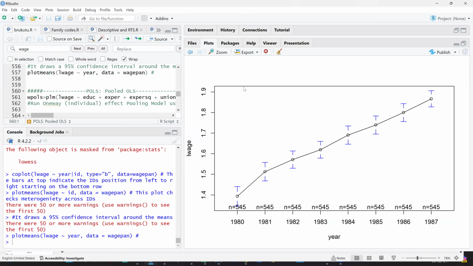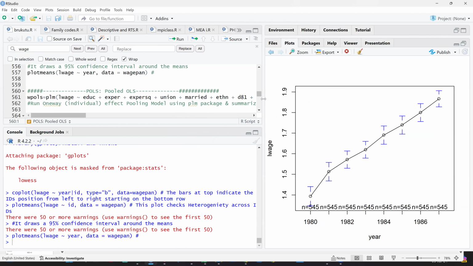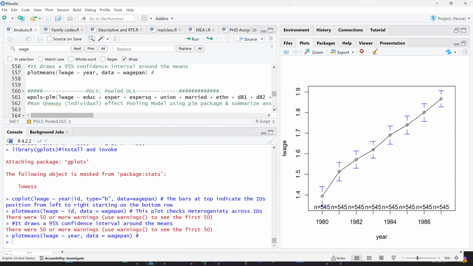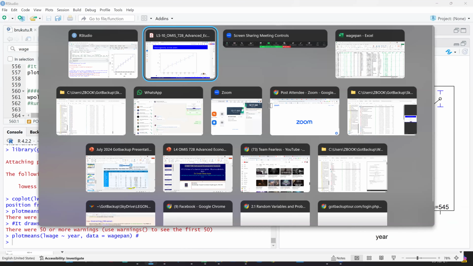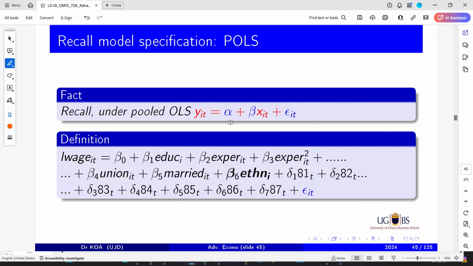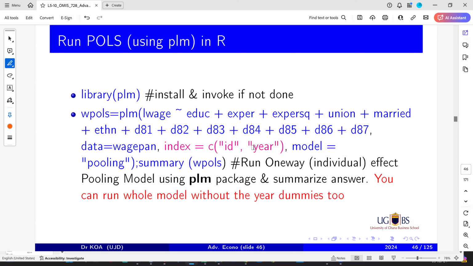So these are just initial things to do before you run the data. It's just to give you a feel of the data. Now let's go and run our pooled OLS. This is a pooled OLS formulation. Now let's run the model. This is the command we use to run the model. You're going to run the pooled OLS model, a one-way individual effect pooling.